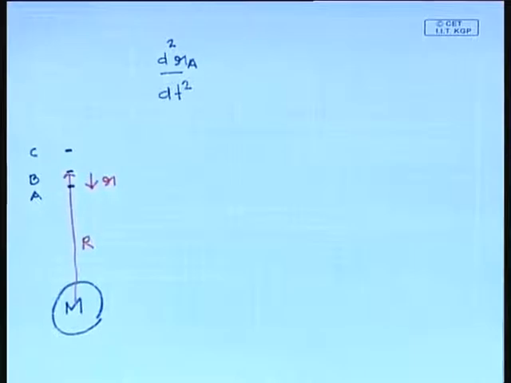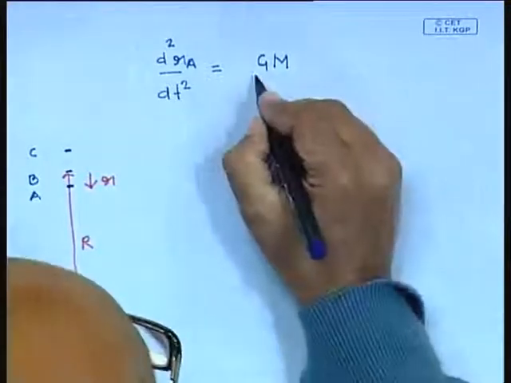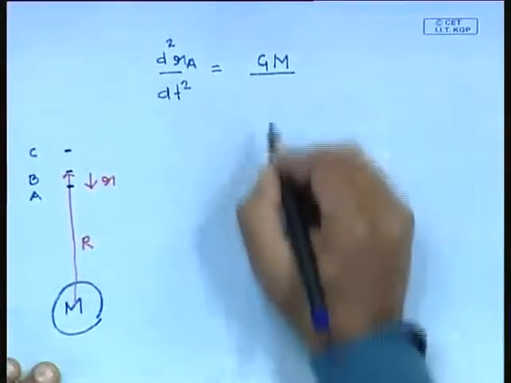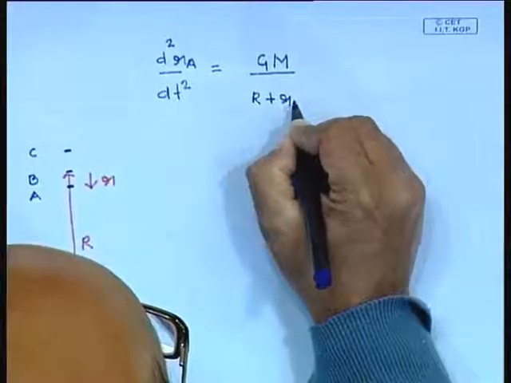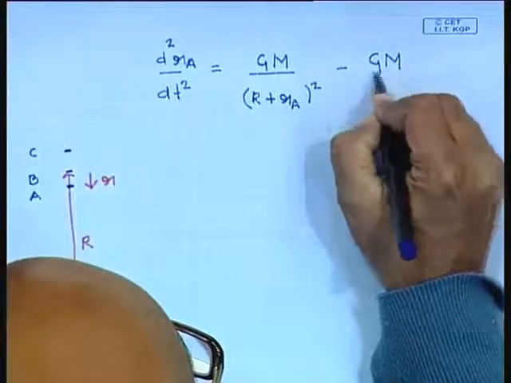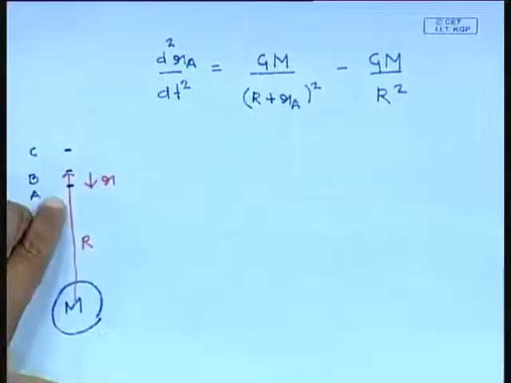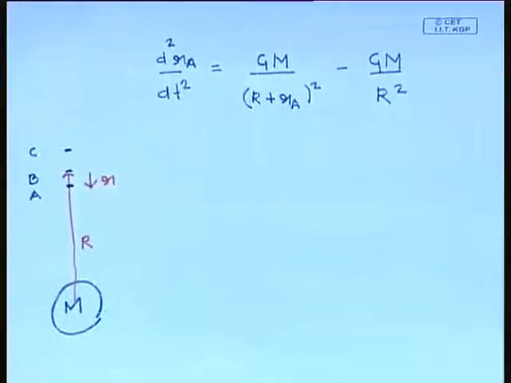So the relative acceleration between these two particles is G m by (R plus r A) square minus G m by R square. That is the relative acceleration of A with respect to B. Sitting on B, that is what I will see. It will move away from B because it is experiencing a larger acceleration compared to B.